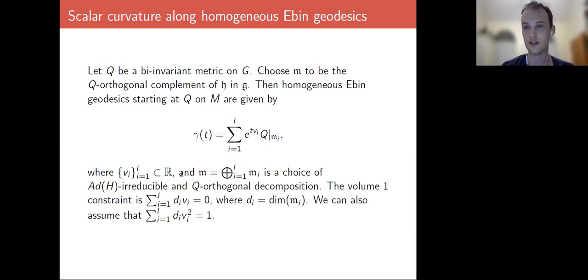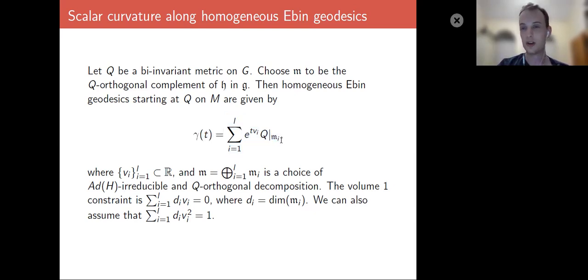In fact, I would say it's very rarely unique. So this is important to note. You choose some decomposition, and you choose an L-tuple of numbers, v_i, L being the number of summands that you have, and then the homogeneous Ebin geodesic looks like this.